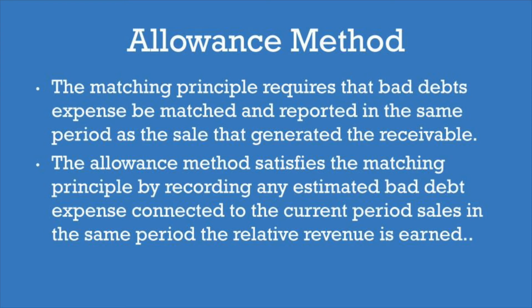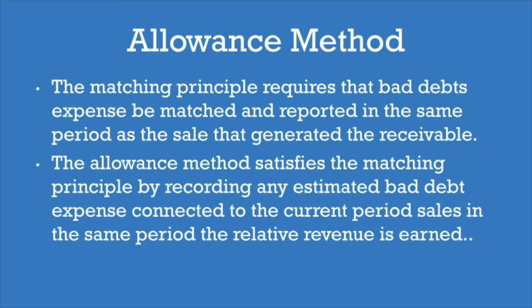The allowance method is the one that's commonly used, and effectively it meets the matching principle, which matches the revenues and the expenses in the year that they occur. So the matching principle requires that bad debts expense be matched and reported in the same period as the sale that generated the receivable. So if you sell it in the year, you account for a potential bad loss in the year. So the allowance method satisfies the matching principle by recording any estimated bad debt expense connected to current period sales in the same period the relative revenue was earned.